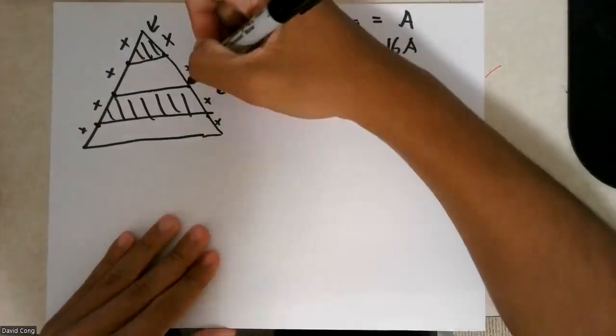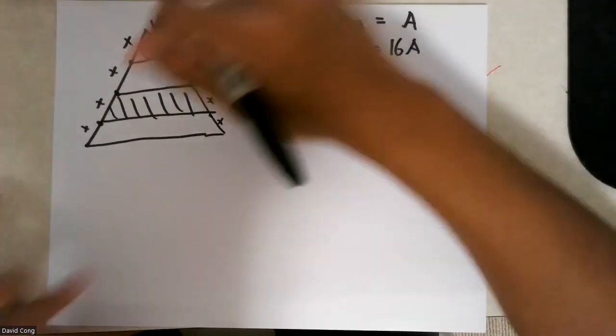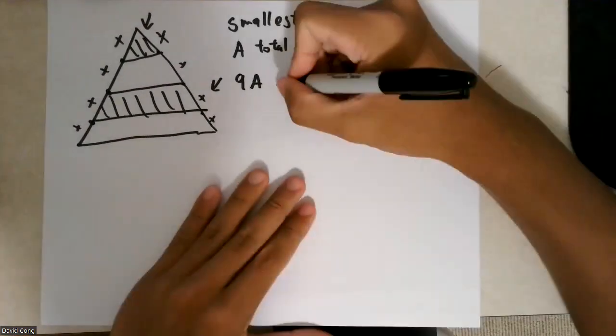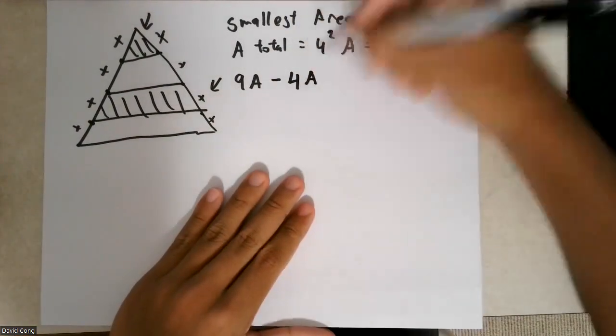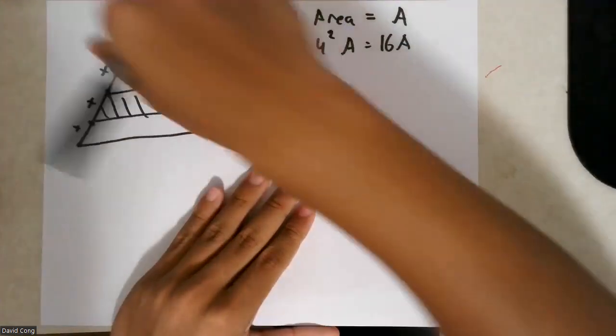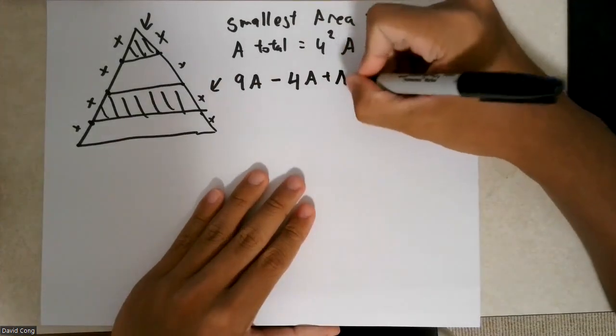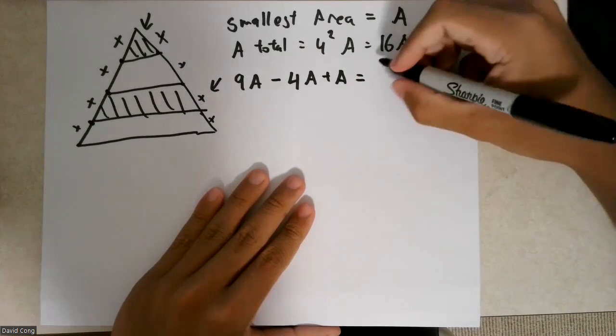Now we pretend this whole thing is shaded. But we have to subtract this. So let's subtract this entire small triangle, which is 4A because the sides are 2 times as long. But then we have to add this back. Let's add A back. So what do we get?